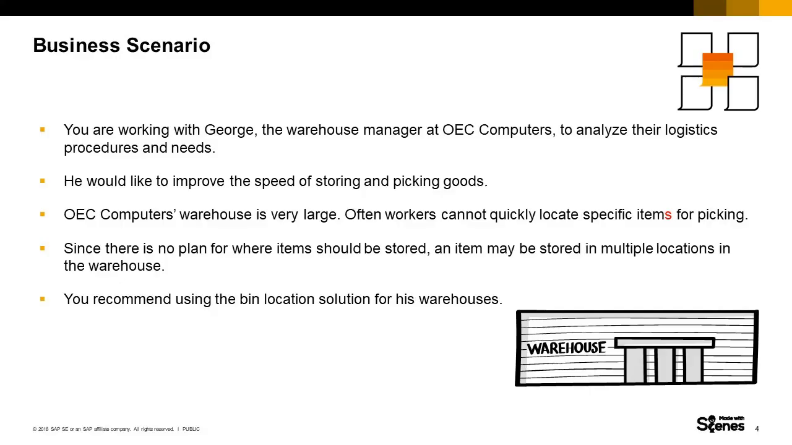You are working with George, the warehouse manager at OEC Computers, to analyze their logistics procedures and needs. He would like to improve the speed of the logistics process, like storing and picking goods. OEC Computers' warehouse is very large and often workers cannot quickly locate specific items for picking. In addition, when receiving goods in the warehouse, another quantity of the same item may be stored in a different area of the warehouse. Because there is no record of where items should be stored, items are often stored in any empty location. You recommend using the bin location solution for his warehouses.